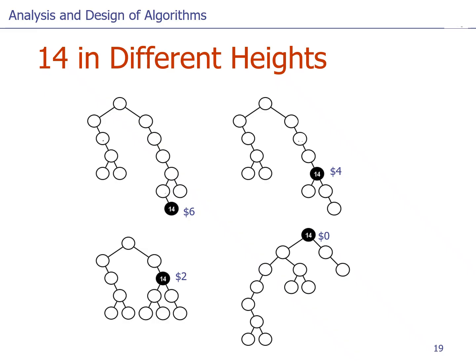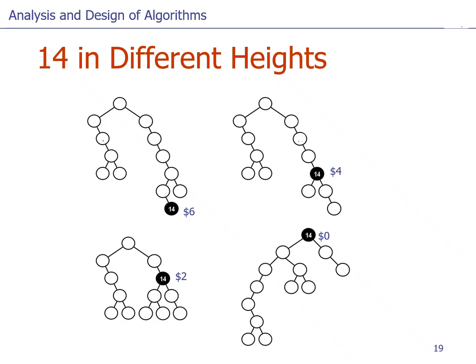So if you look first at the bottom right splay tree, the 14 is actually at the root, so the cost is $0. It will cost me $0 to move this thing because I'm not going to do any movement since it's already at the root, and the goal of splaying is to bring the node up to the root. So if it's already at the root, then I'm not going to pay anything. It's going to cost me $0.